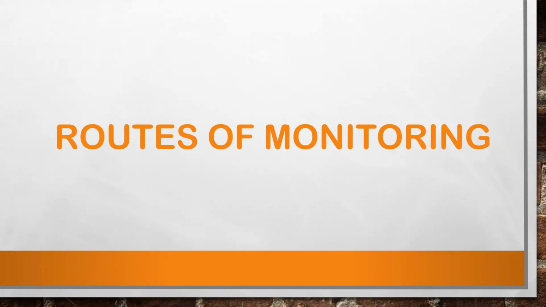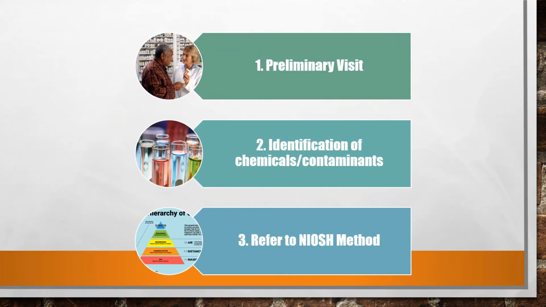So we have discussed the rules of monitoring for CEM. As for the first step, we need to do a preliminary visit. For the preliminary visit, we need to do a collection of information through interviewing the workers, site observation, and review of documents.